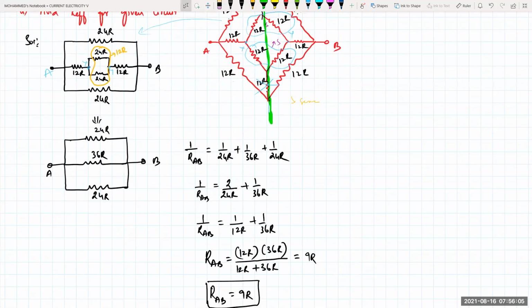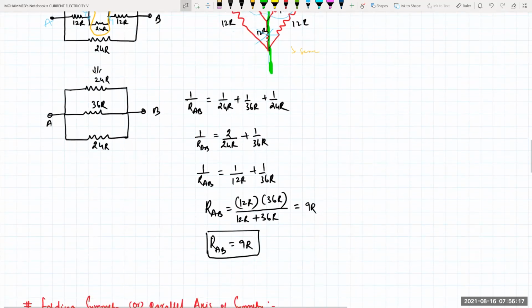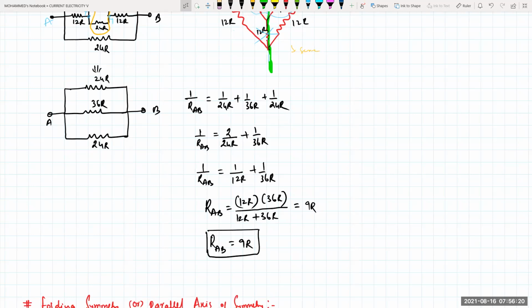So effective resistance between A and B will be equal to, all of them are in parallel combination. So 1 by 24R, 1 by 36R, 1 by 24R. So this will become 2 by 24R plus 1 by 36R. So 1 by 12R plus 1 by 6R. Take the LCM, you'll get the answer for that one. That is nothing but equal to 9R. Is that clear?